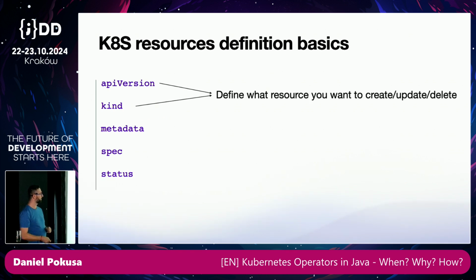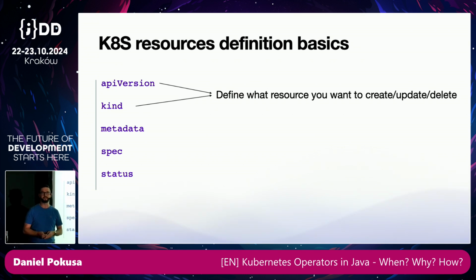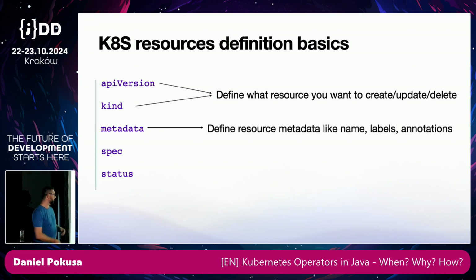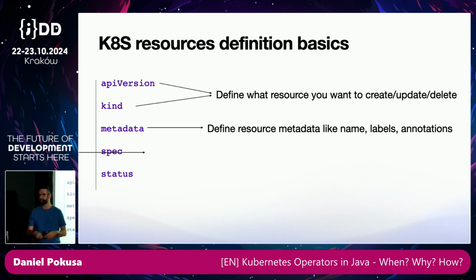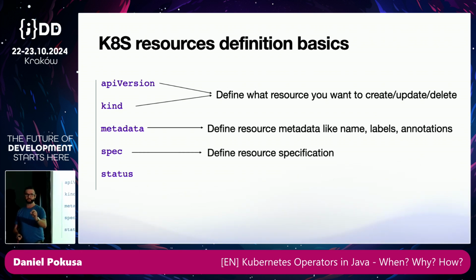These 2 fields define what resource you want to create, update, or delete. So, for example, a pod with that kind of group. API version gives you the namespace and the group, and the kind is like the name of your class. So package and name, you can think about it that way. There is the metadata. Metadata defines resource metadata, like name, labels, annotations, that kind of stuff. There is spec. Spec is your input. This is a specification of that kind of resource.